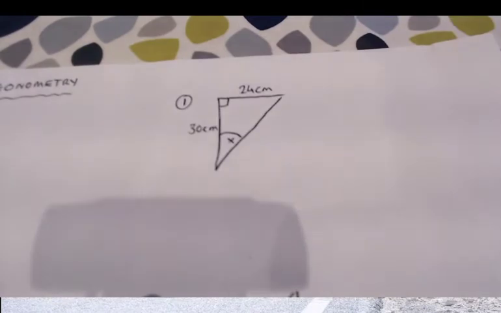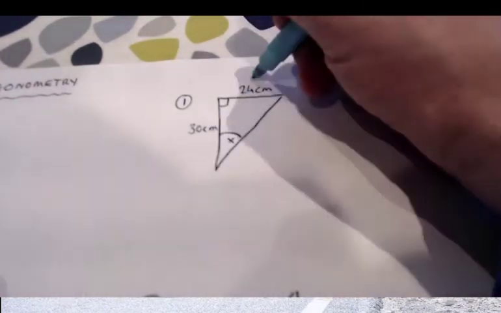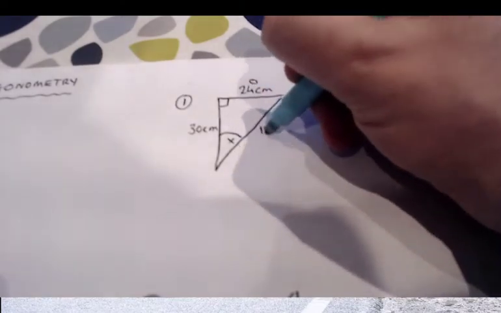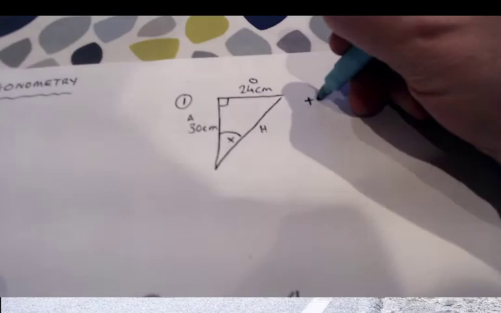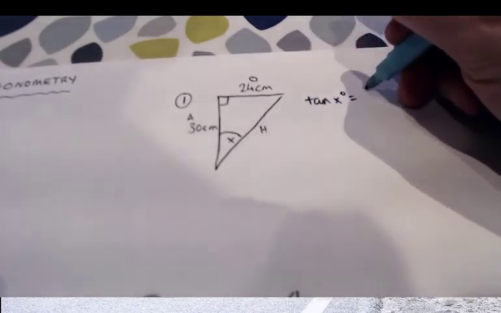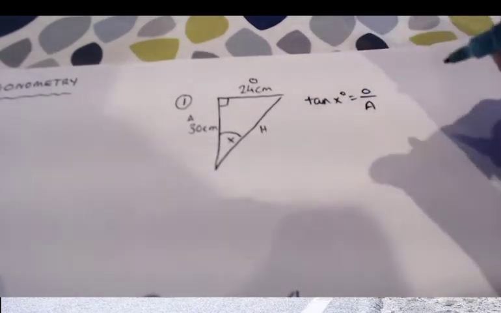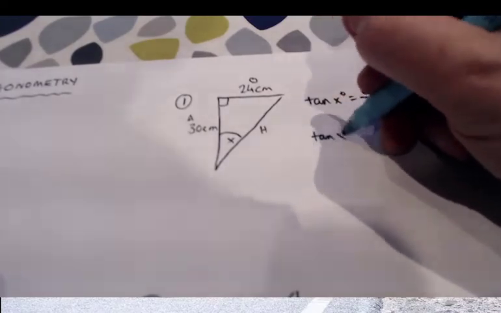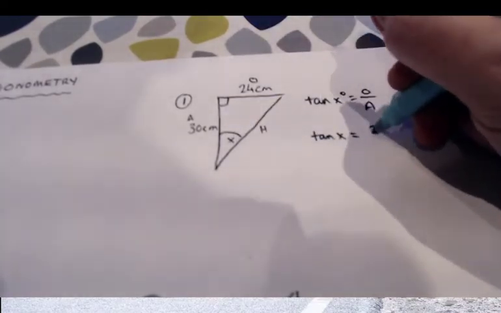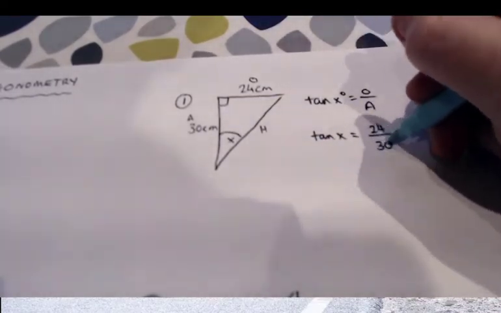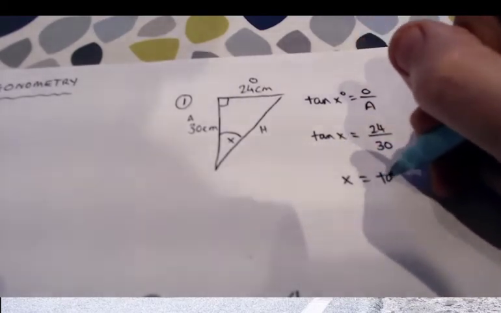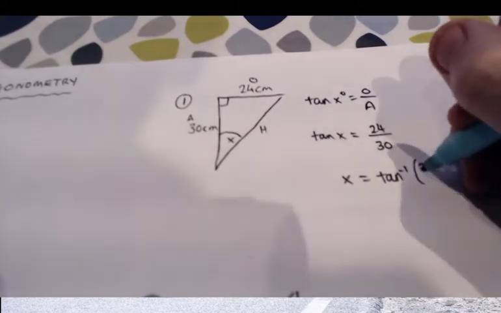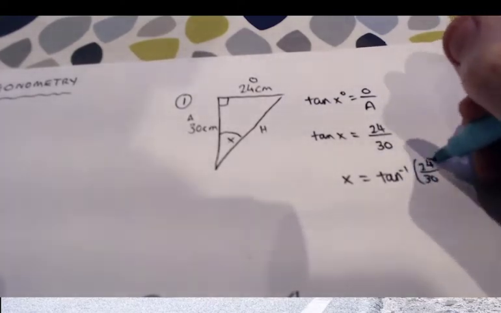Right, so for the first one, again, I start by labelling the sides. So x is here, so that's the opposite. There's the hypotenuse, and that's my adjacent. I'm going to write down the rule. So tan x is opposite over adjacent. I'm going to fill in the 2 numbers. Opposite is 24, adjacent is 30. And now I'm going to get what x is. It's going to be inverse tan, so the tan minus 1, 24 over 30.